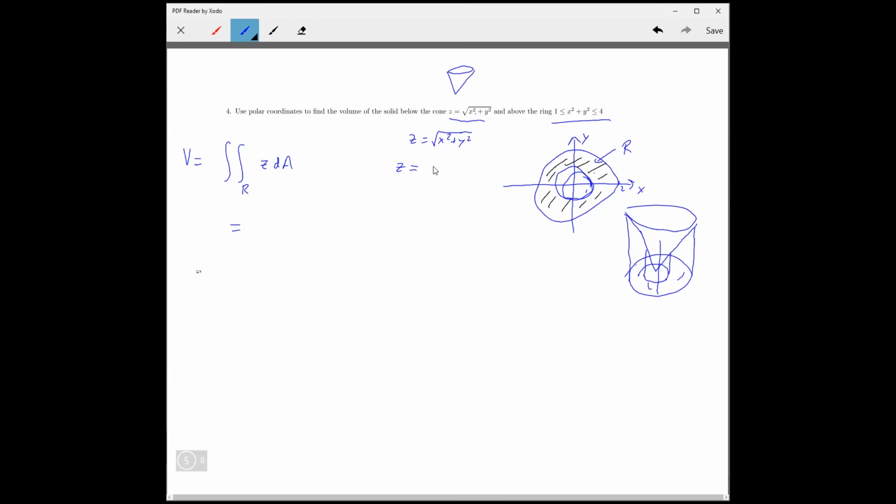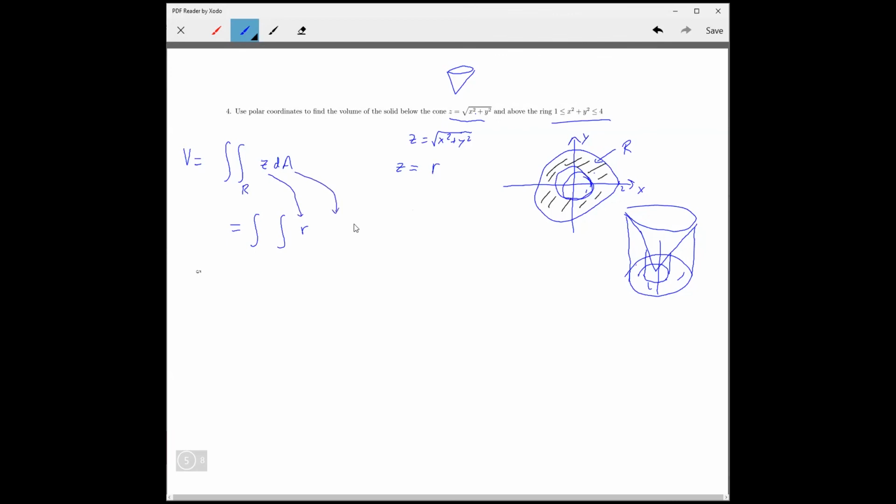Wouldn't that be r cosine squared plus r sine squared? Yes, exactly. Square rooted, and that simplifies down to r. Because cosine squared plus sine squared is 1, and then you just get the square root of r squared, which is r. So great, you have r, so that's your z.